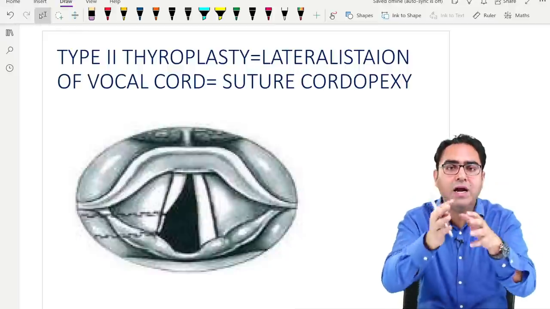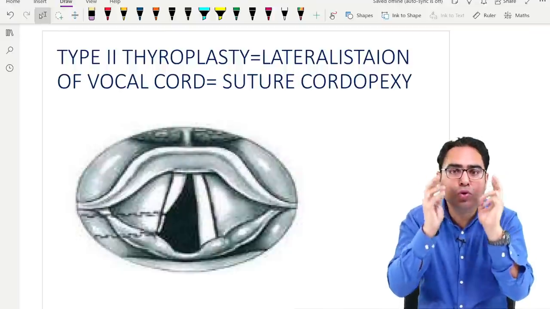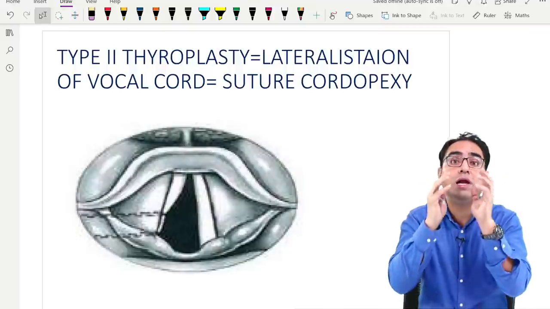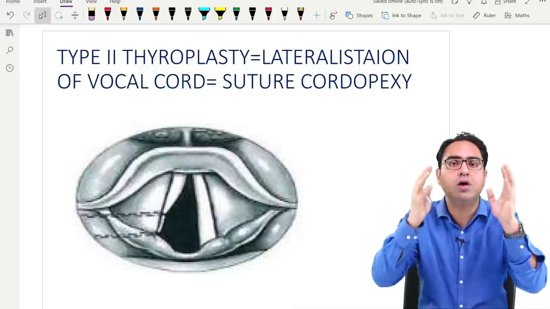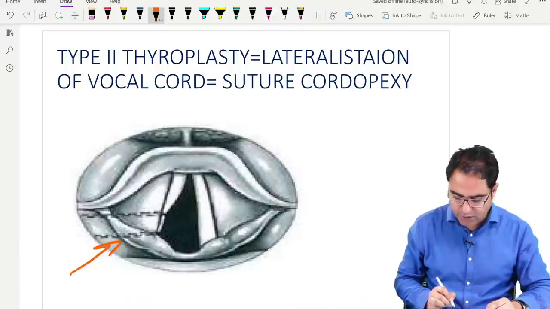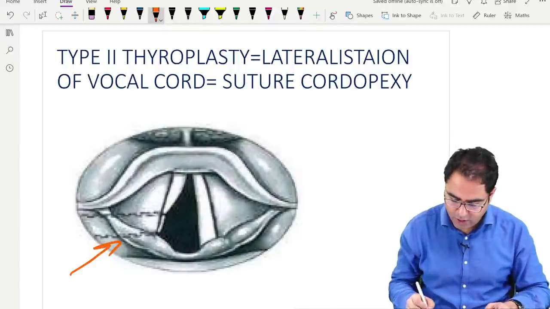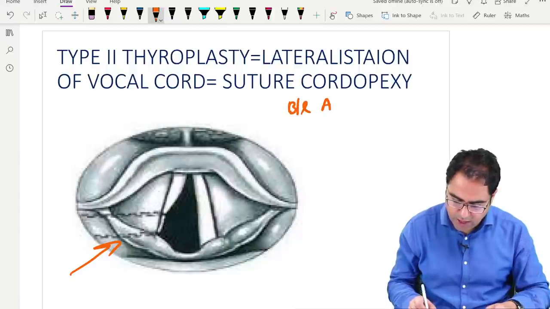Okay? So, bilateral abductor palsy, the treatment of choice would be type 2 thyroplasty, which is also called lateralization of vocal cord, or suture cordopexy. Suture cordopexy. Can you see over here, beta? A suture has been applied to pull it to the side, beta. So, type 2 thyroplasty or lateralization of vocal cord is the definitive treatment of bilateral abductor palsy, beta.